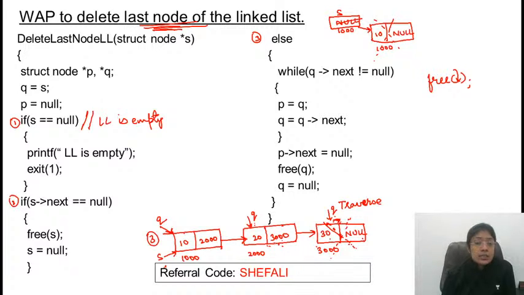So this is the second last node. You can adjust the pointer here, that is Q of next is equal to null.